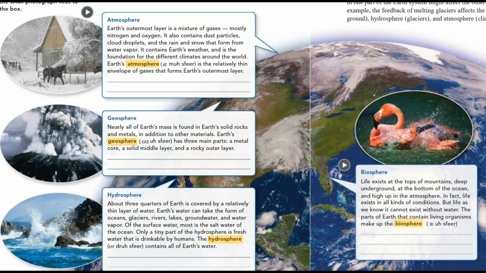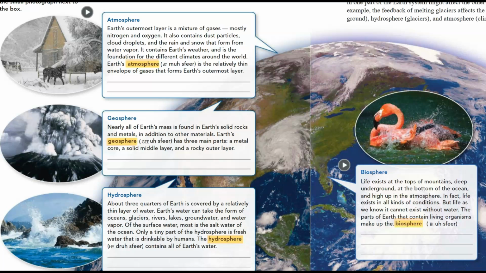And our biosphere. Life exists at the top of mountains, deep underground, at the bottom of the ocean, and high up in the atmosphere. In fact, life exists in all kinds of conditions. But life as we know it cannot exist without water. The parts of Earth that contain living organisms make up the biosphere. We can see this flamingo chilling in our water, probably a little pond. So we know that the biosphere is interacting with the hydrosphere.